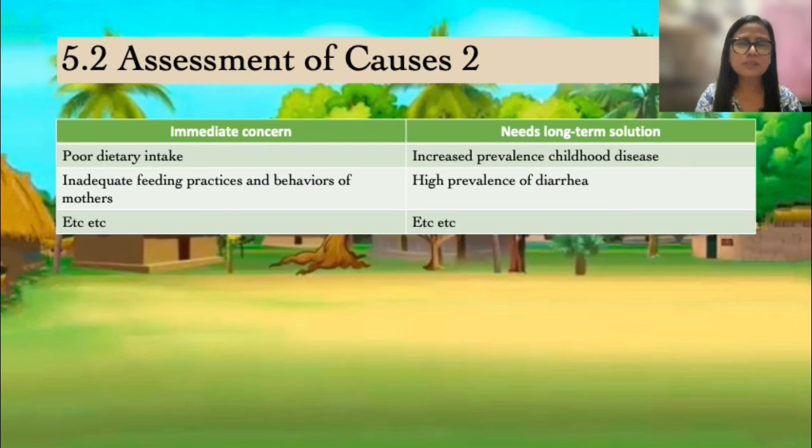So among those that we listed that can be acted upon by the health sector, poor dietary intake and inadequate feeding practices and behaviors of the mothers are considered immediate. Whereas those that need long-term solution are the increased prevalence of childhood disease and high prevalence of diarrhea. So again, you take note of the list on the left.